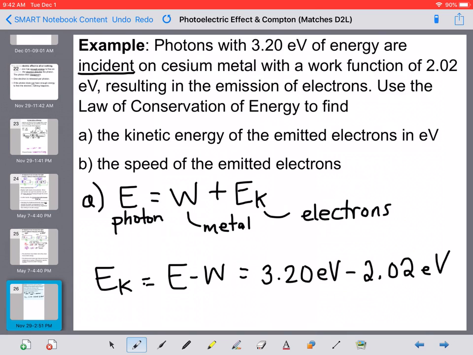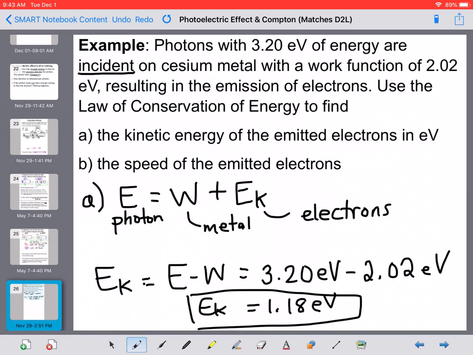Make sure you're working in consistent units. If you're going to work in electron volts for the work function, you also need to be working in electron volts for the kinetic energy. This gives us a kinetic energy of the electrons of 1.18 electron volts. So that's the answer for part A.